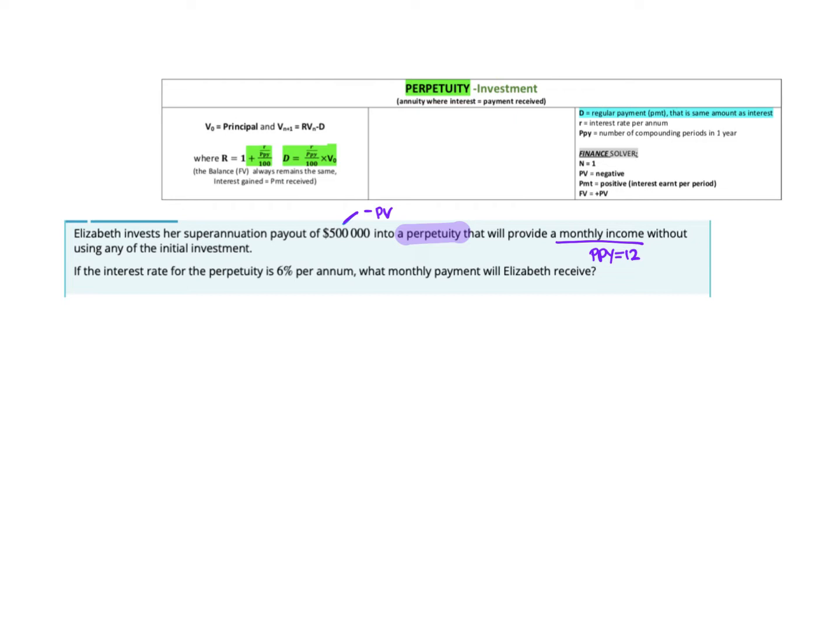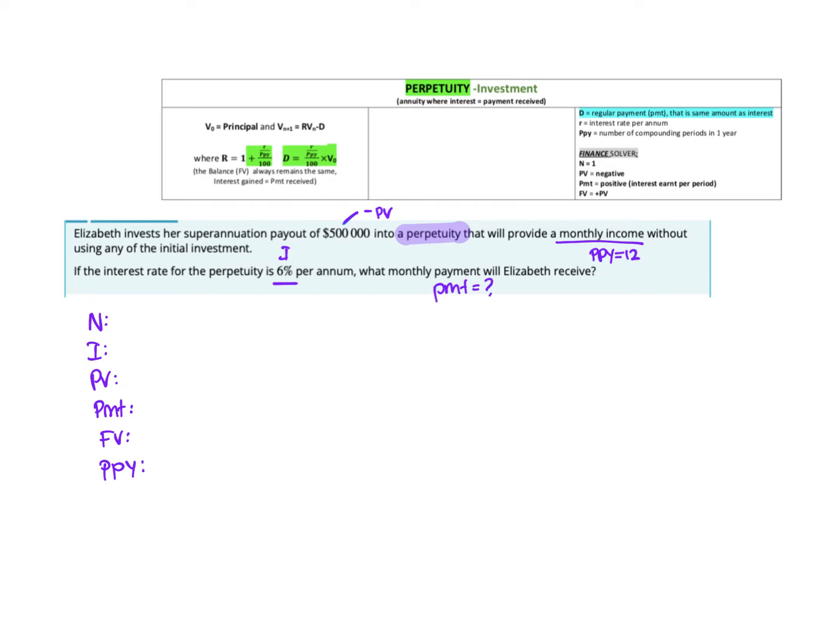So if the interest rate for the perpetuity is 6% per annum, what is the monthly payment? So let's write that the question is payment. We can do these still on Finance Solver. We write all our Finance Solver things out, and remember we only want one unknown there, so that we can just use Finance Solver.